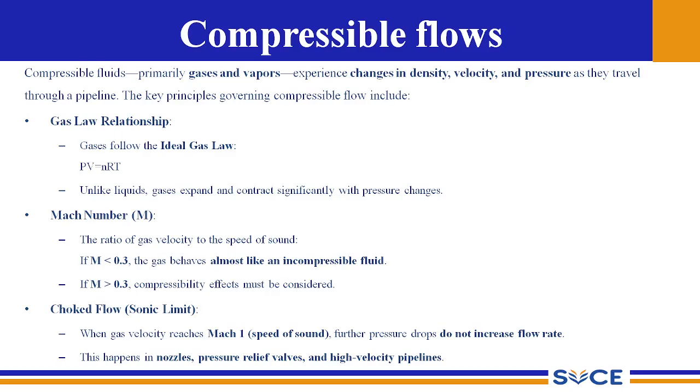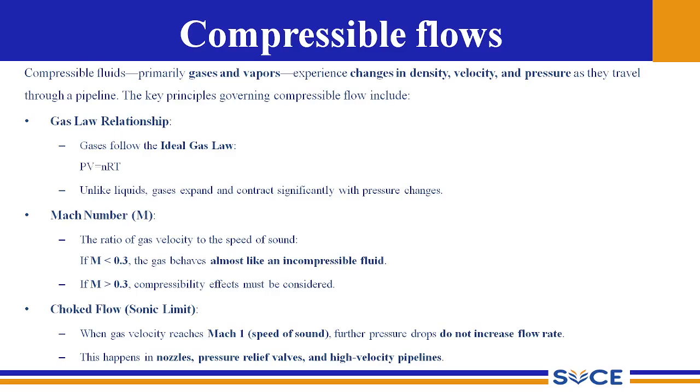A very important condition for compressible flows is the choked flow condition, which occurs at the sonic limit. That is when the gas velocity is equal to the speed of sound, that is, the Mach number value is equal to 1. Further pressure drops do not increase the flow rate. The pipeline is entirely choked with the maximum mass flow rate at the sonic limit condition. That particular size of the pipeline can no longer accommodate more mass inside. So the maximum mass flow rate that can be calculated for compressible flows will occur at a Mach number equal to 1.